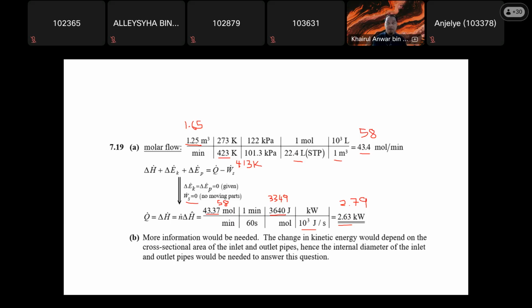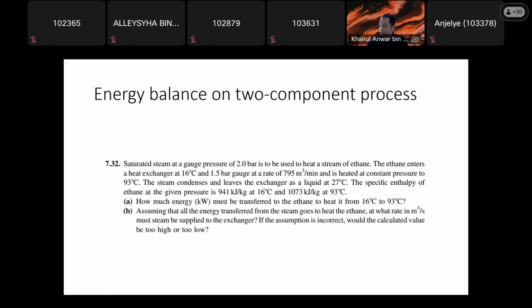The relation for the velocity involved: flow rate divided by cross-sectional area. So n dot, in this case n dot over A. Okay, saturated steam.